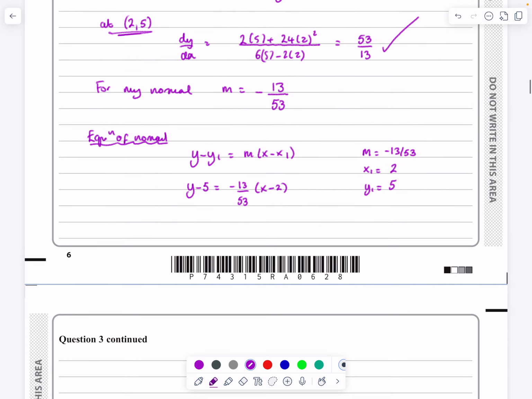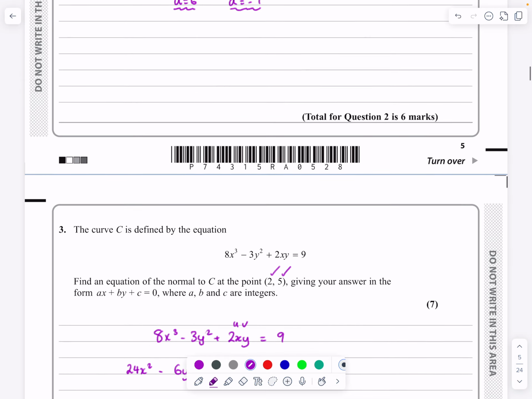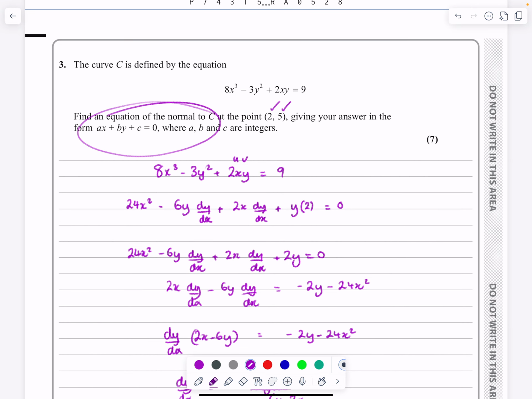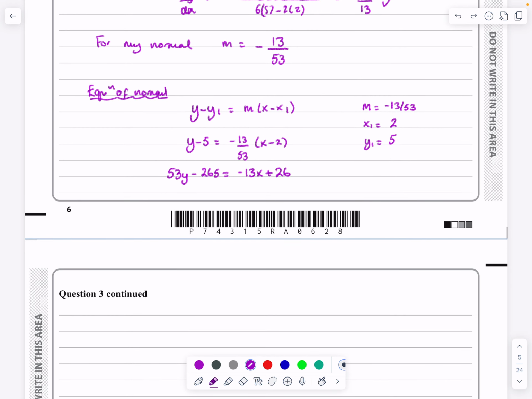So let's multiply everything by 53 to get rid of that fraction there. We're going to have 53y minus 265 is equal to, and then multiplying the top by minus 13, minus 13x, but plus 26. Now, how did they want it? I would imagine, yeah, it's not unusual for them to have it in the form ax plus by plus c equals 0. So tidying that up then, I'm going to say that's 13x plus 53y minus 291 equals 0. So that's the actual final answer there.